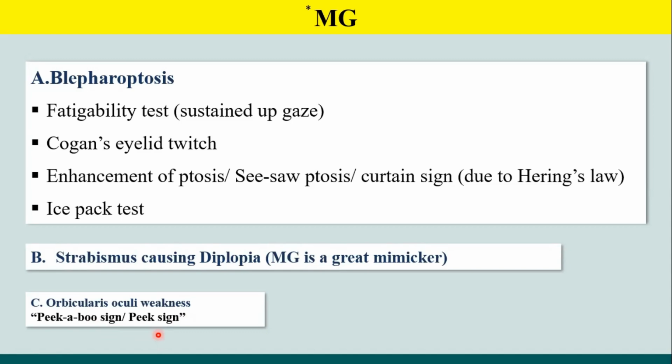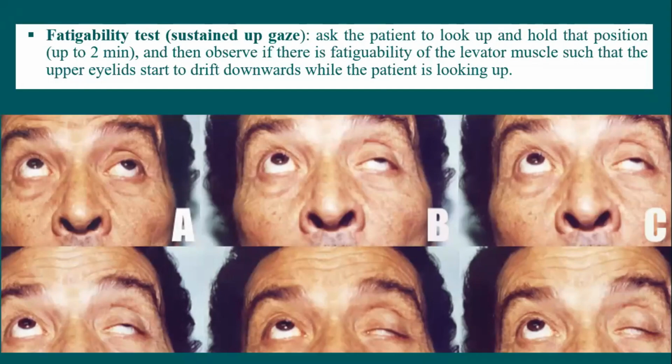They can keep it for a few seconds, and then after some time, you will find a peak or a kind of lag of ptosis, because in myasthenic patients, we can't provide sustained action of the muscle. So this is a demonstration of the fatigability test.